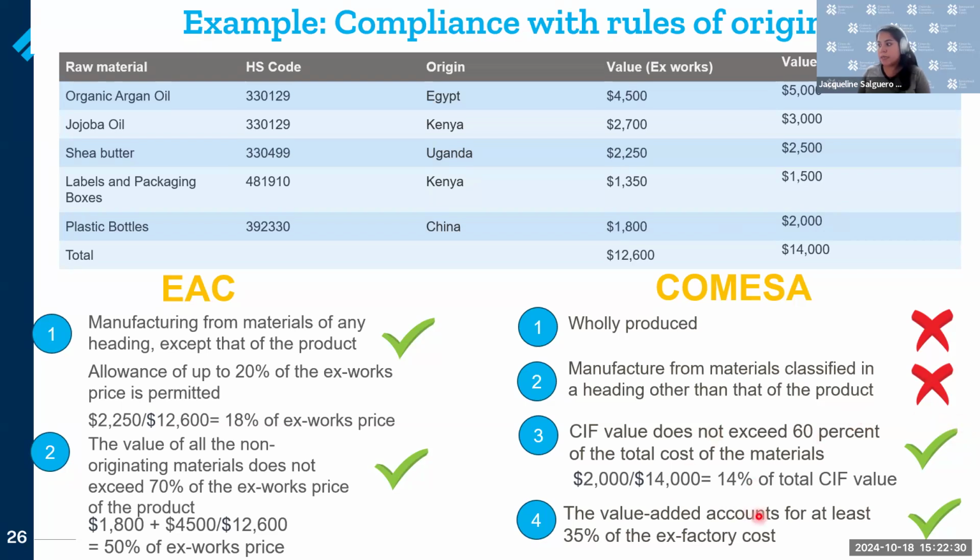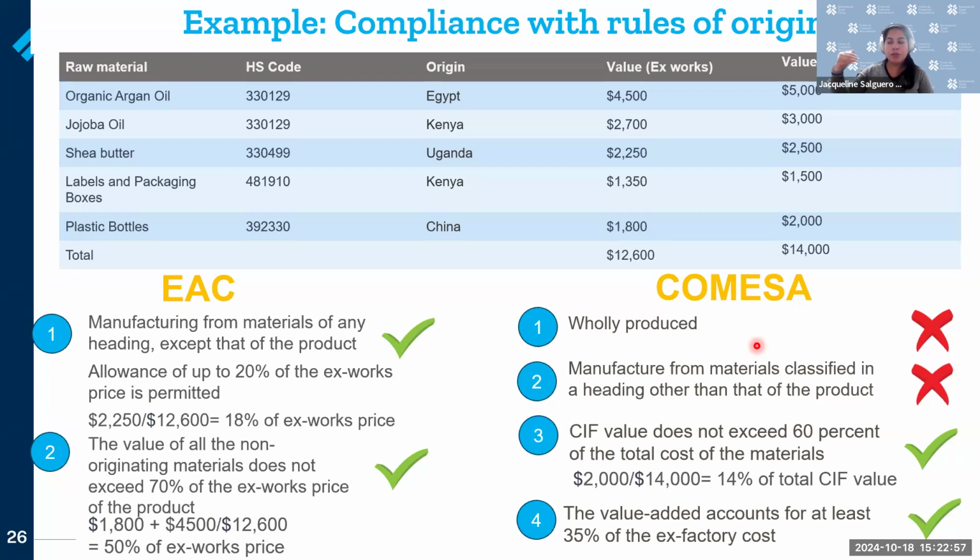And then the last one talks about the value added accounting for at least 35% of the ex-factory cost. So that's for sure, because here it just says 35%. So the only non-originating material was this one from China, which is 2,000. So therefore it will go above the 35% of value added. Therefore I comply. So yeah, this is, for instance, how you will do it.